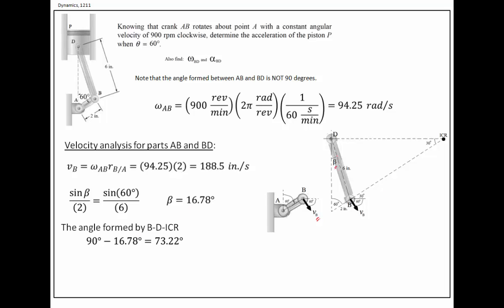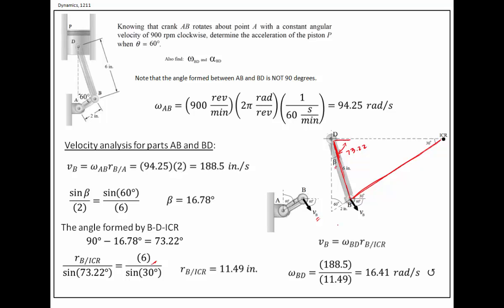So I found that beta, that angle, so that I could find out what this angle is right here. And I find that to be 73.22. And now I can use law of sines again, and this time use law of sines along with my 6 inches of the connecting rod, the con rod, and with that I'm able to find what this length is right here. And that length is going to be useful to us, because now we can find what the angular velocity is of this whole piece.